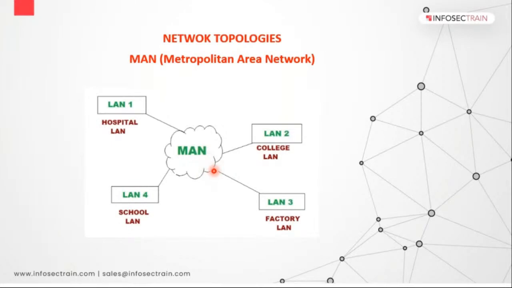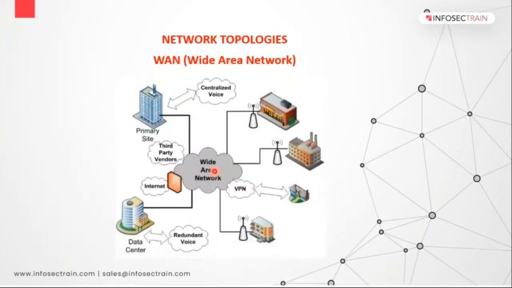You are just communicating within the city, not out of that city, right? So that is your metropolitan area network. Now after that we have wide area network. As you can see, we have primary side, third party vendors, internet, we have data center, we have different homes, we have VPN. This home is connected to the internet using VPN.